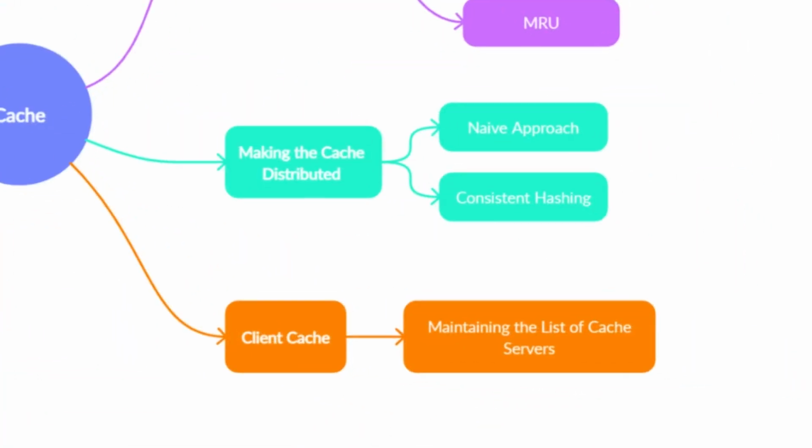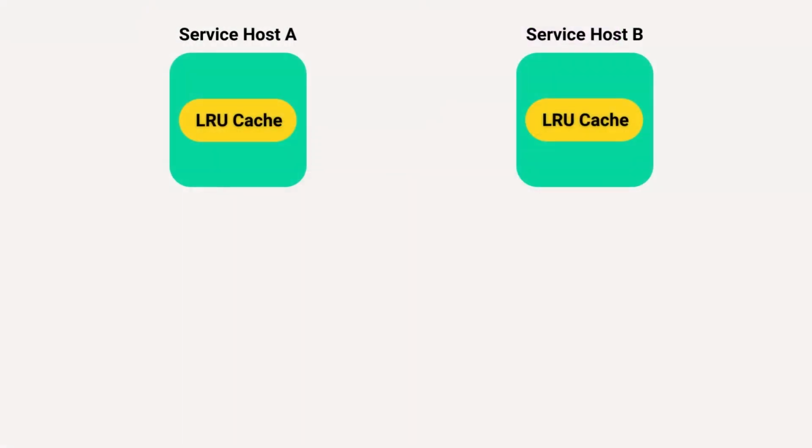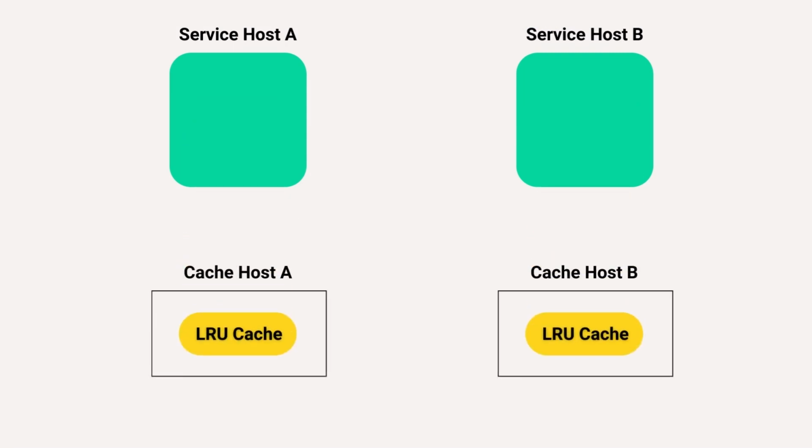Let's look at how to make our cache distributed. We can start with a straightforward idea, moving the least recently used cache we just implemented to its own host.